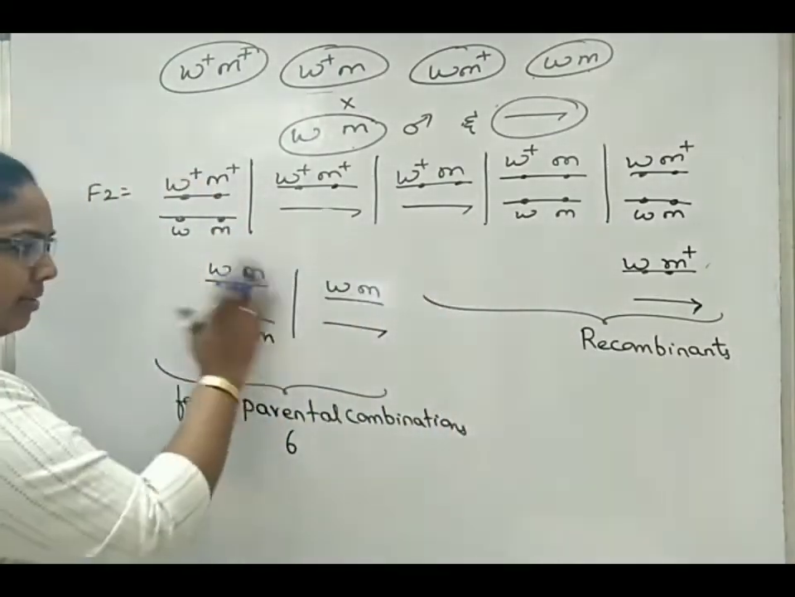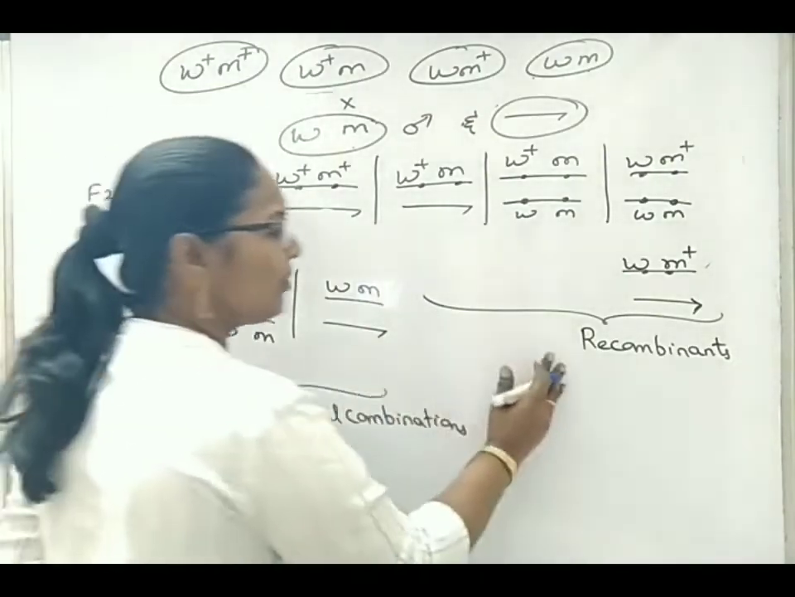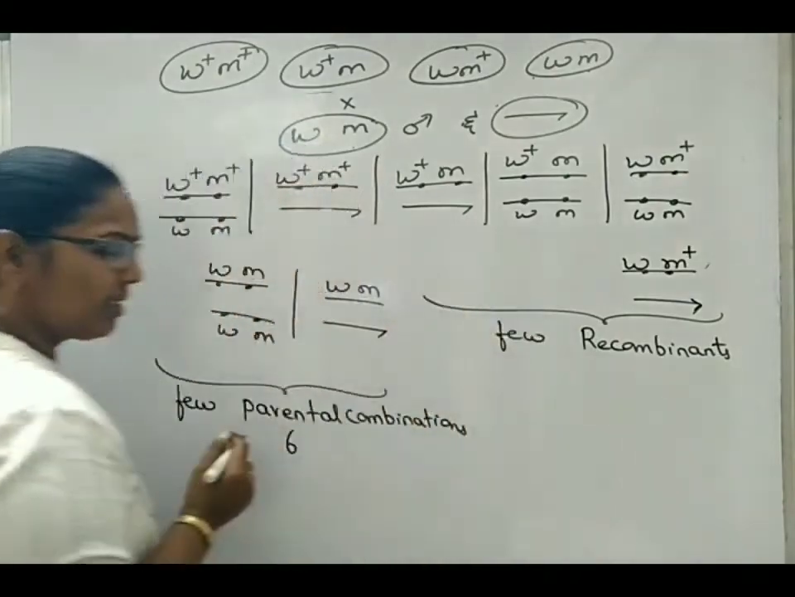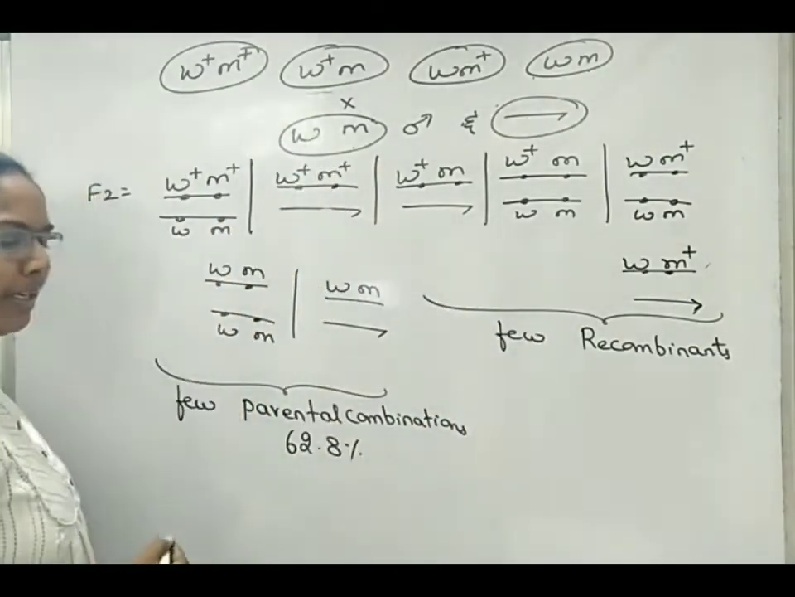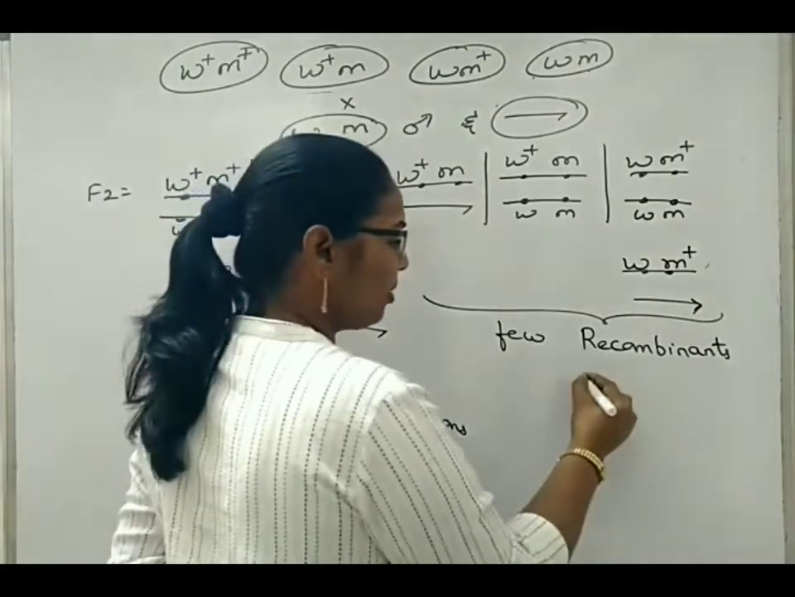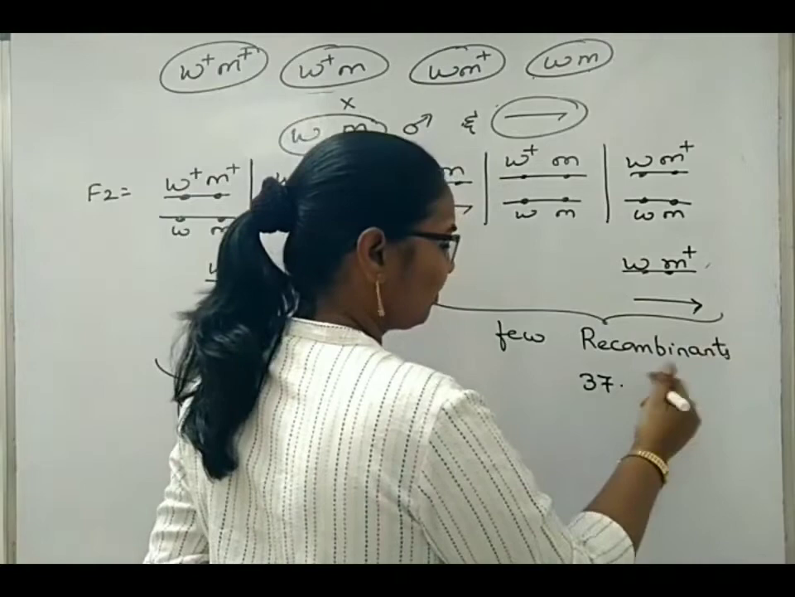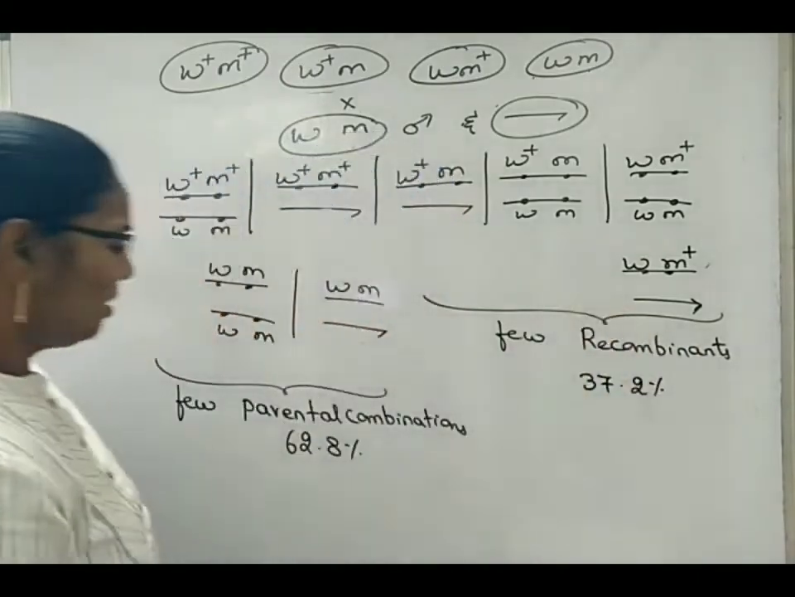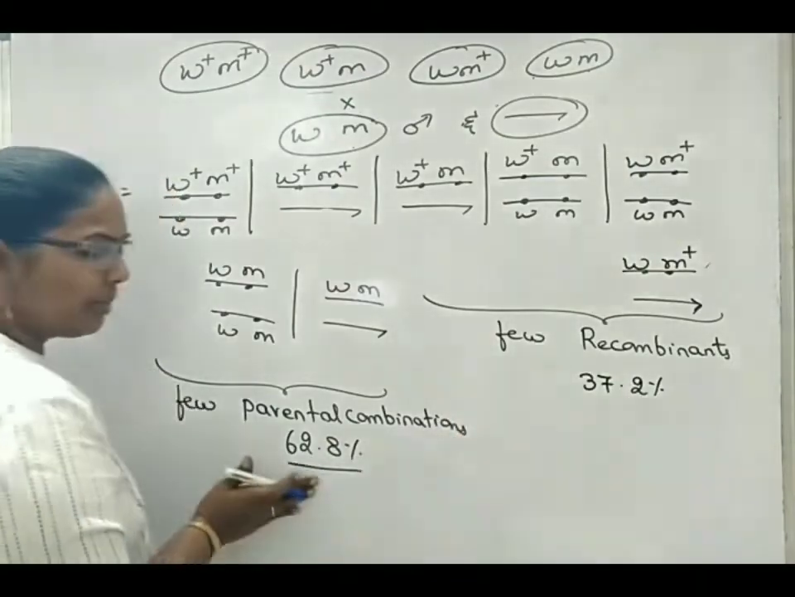It means that for our convenience, we have written about a few number of parental combinations and few number of recombinants. Here the percentage is 62.8% of parental combination, and coming to recombinants, the obtained percentage is 37.2%. So the parental combination is more compared to the recombinants.